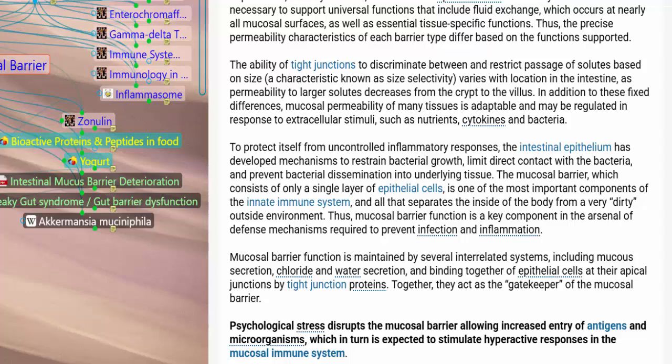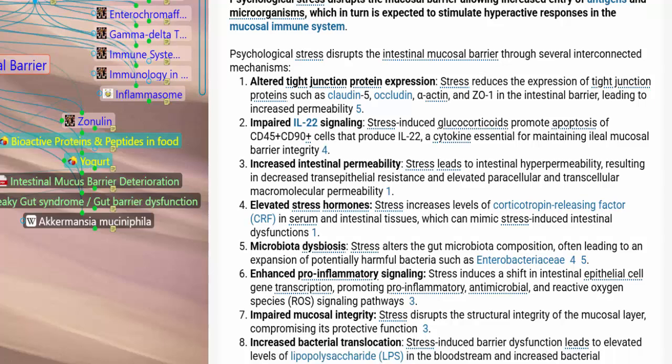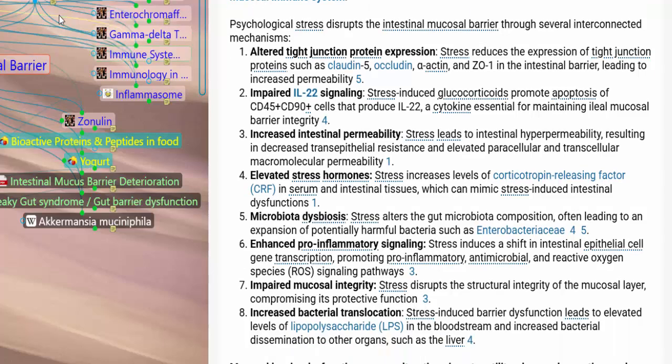Now, we talked a bit about what psychological stress does. So I'm going to pull this down. You'll find this part under intestinal mucosal barrier if you want to review it. So what does psychological stress do? It does disrupt the intestinal mucosal barrier. It alters tight junction protein expression. So there's a number of proteins, we won't get into that, that form the tight junction, and it can cause them to become more permeable. It impairs interleukin 22 signaling.